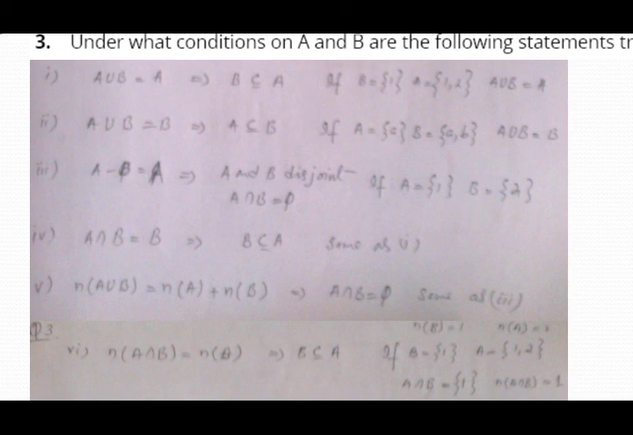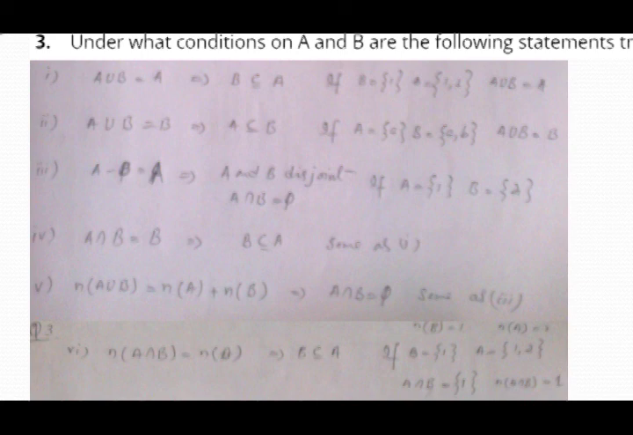A minus B is equal to A if A and B are disjoint sets. Some examples are given side by side. A intersection B is equal to B if B is a subset of A. And in the next, the number of elements of A union B is equal to the number of elements of A plus the number of elements of B, which means the intersection is empty, so they are disjoint sets.